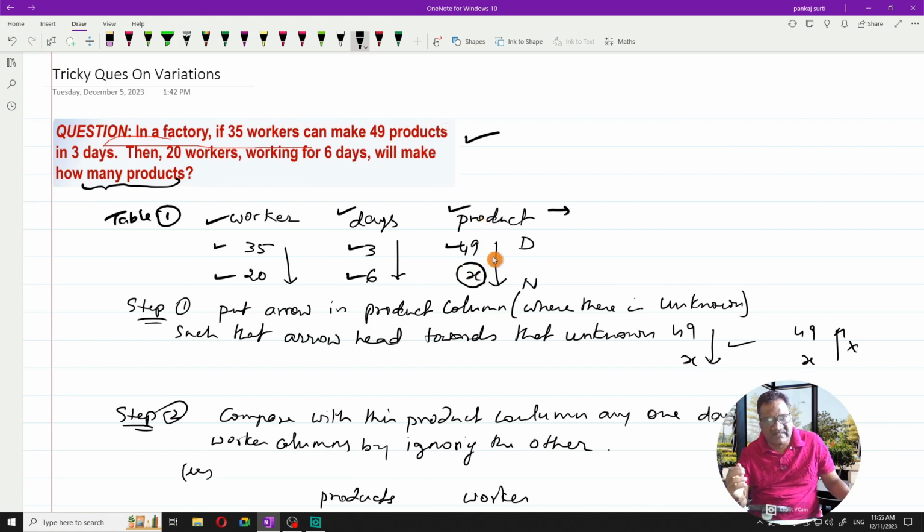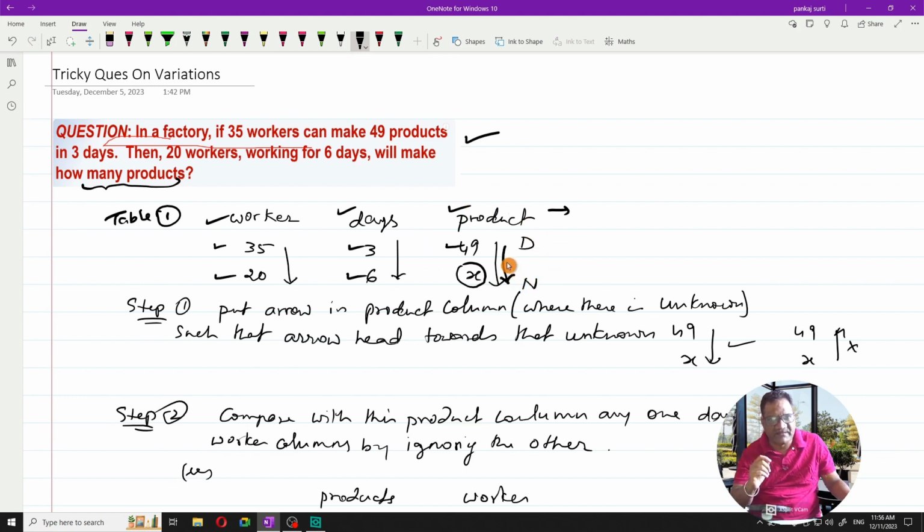Now that column you have to take. Put an arrow in such a way that the arrowhead is towards the unknown. The unknown is over here, X. The arrow will be like this. You can see I've already put the arrow, but again I'll put it for you. It should be like this. The arrow should be running from a number to the unknown, so 49 to X. It should not be the other way. That is very important. So that is rule number 2 that you have to remember.